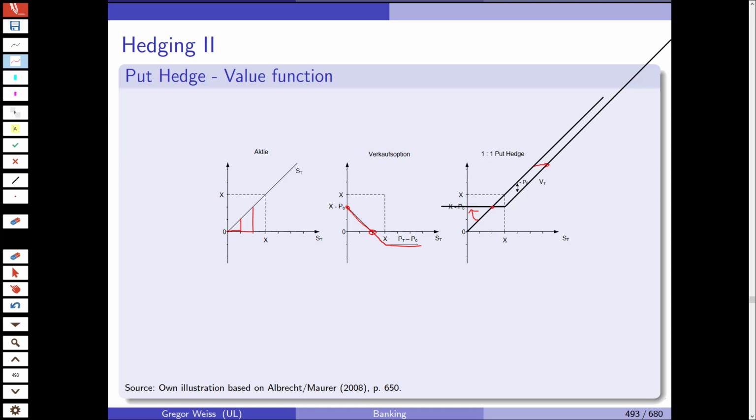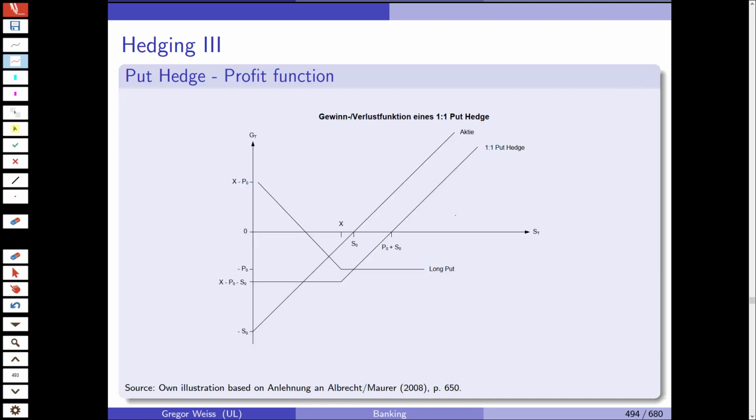But even if the stock price goes down dramatically, you can see you're not losing everything. You're not here at 0, but you're here at X minus P0. And this here, this is the effect of the hedge. So you're tilting this line here to this line, and this is how you get a hedging effect by adding one put option to your spot position in the stock underlying. Okay, so what is the profit function?